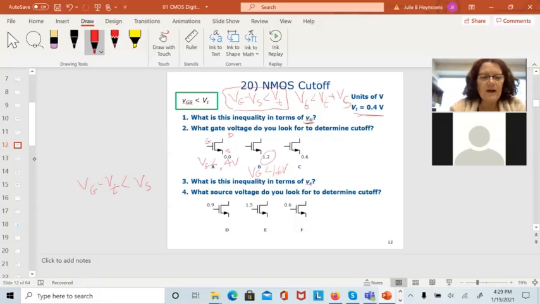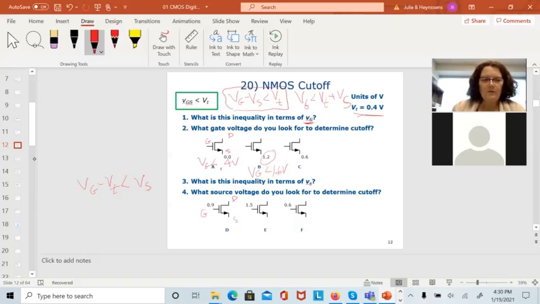So VS would have to be greater than VG minus VT. And I could go through here again. This is the gate, this is the source, and this is the drain, and I could figure out what the maximum value of VS would be for that circuit. Okay, so not so bad.